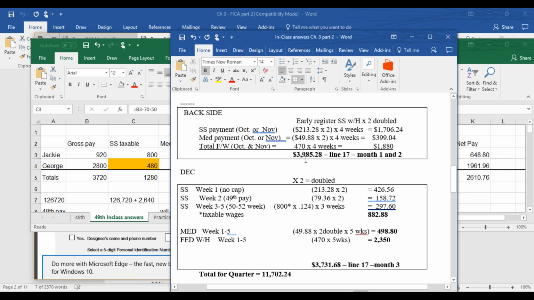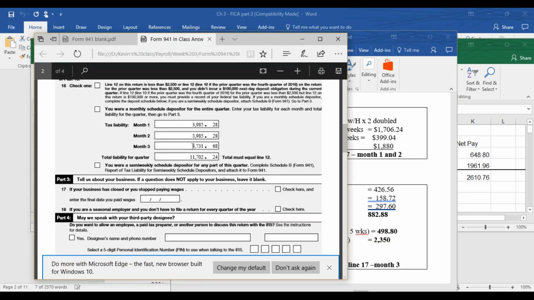The third month is less than each of the first 2 months because one of our employees hit the Social Security cap. Even though we have a 5th week, you might think, ooh, there should be more in there. Well, the offset of somebody hitting the cap made that go back down. Now, all I need to do is I need to put in that new third month, 3731.